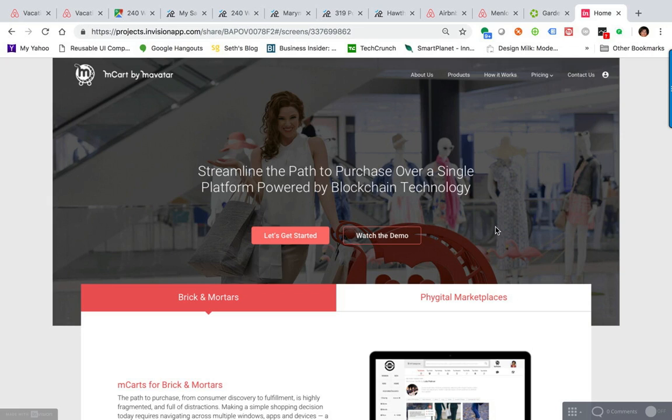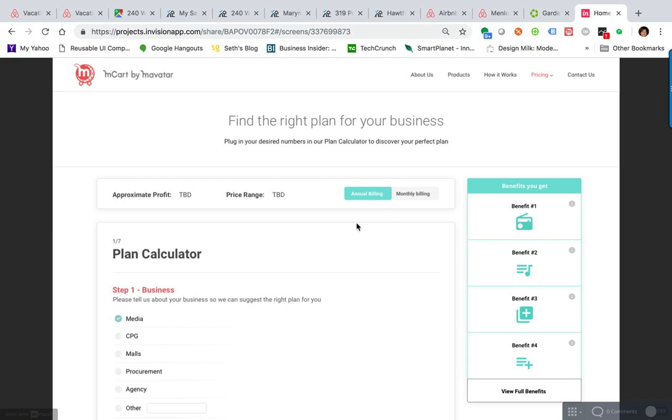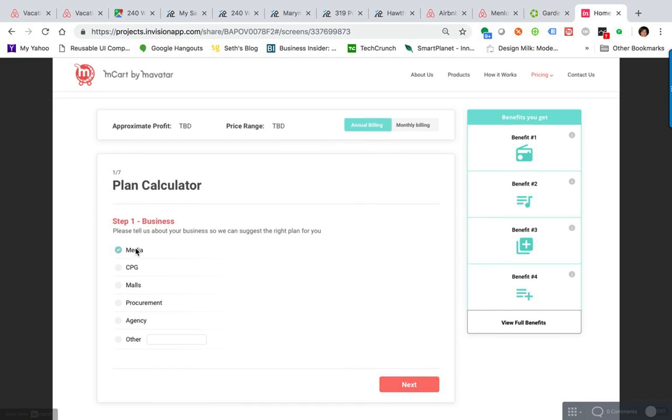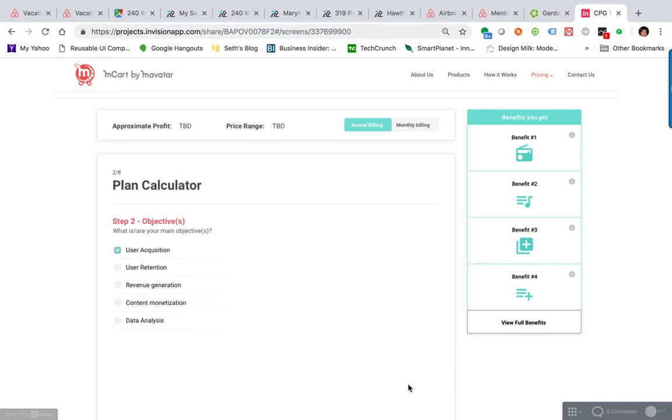This clip is the remainder of the marketplace prospects journey. If you remember, the first clip that we had was about marketplaces with media interest. Now here we go to marketplaces again, and this time instead of media we choose either CPG or malls. When they click on CPG, the next step is the same as the others.